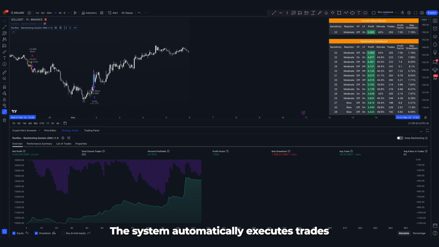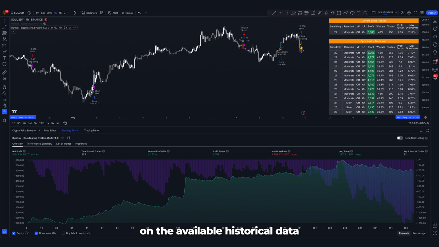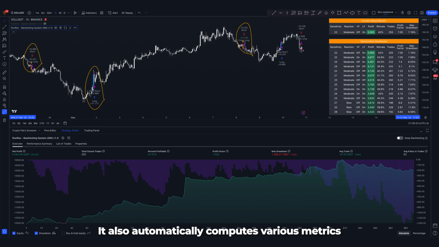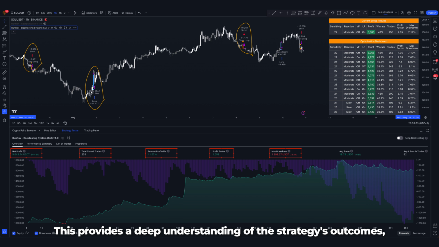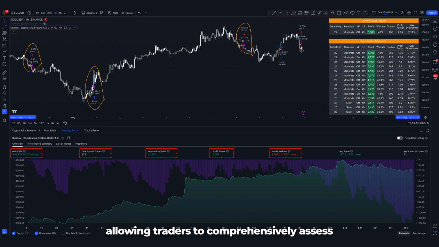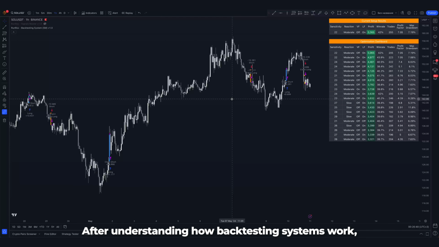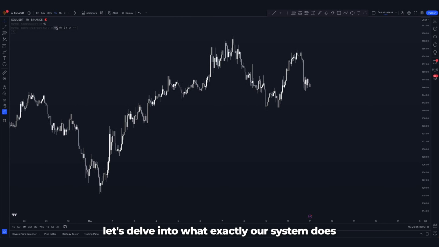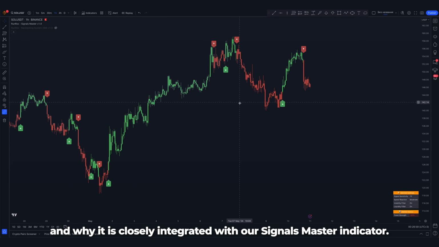The system automatically executes trades on the available historical data and calculates the resulting profit and loss. It also automatically computes various metrics such as profit, win rate, number of trades, profit factor, maximum drawdown, and other data. This provides a deep understanding of the strategy's outcomes, allowing traders to comprehensively assess the effectiveness of their trading approach. After understanding how backtesting systems work, let's delve into what exactly our system does and why it is closely integrated with our Signals Master indicator.